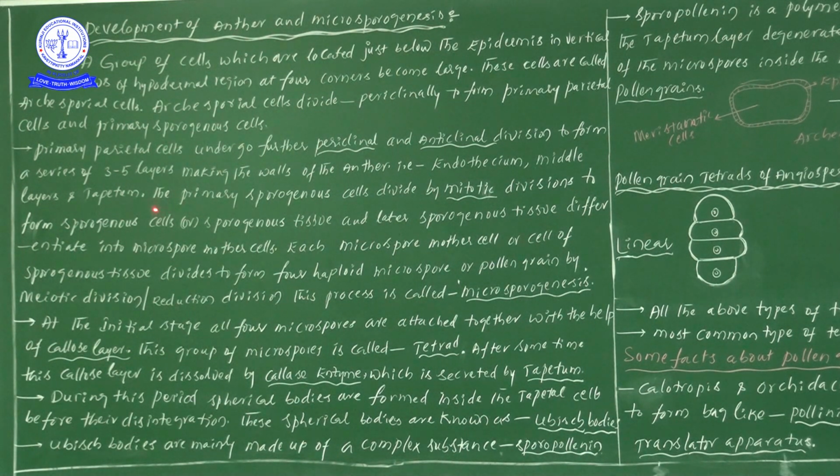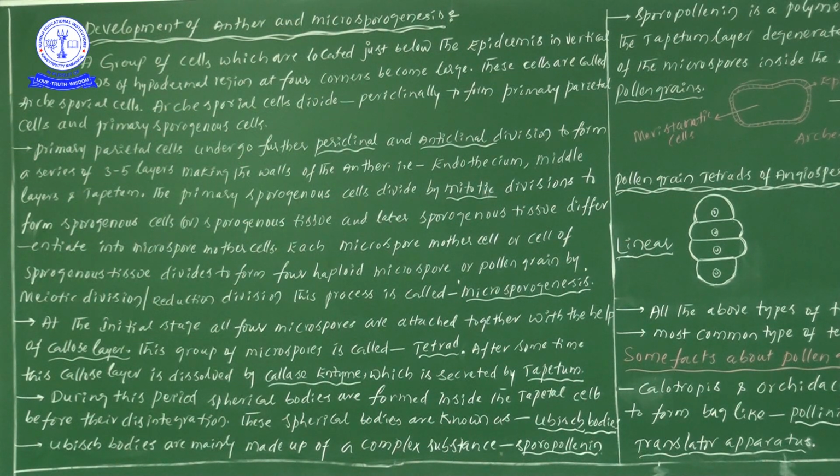Next, the second type of cells: primary sporogenous cells. Primary sporogenous cells divide mitotically. Listen carefully: primary parietal cells undergo division known as periclinal and anticlinal, whereas primary sporogenous cells divide by mitotic division.